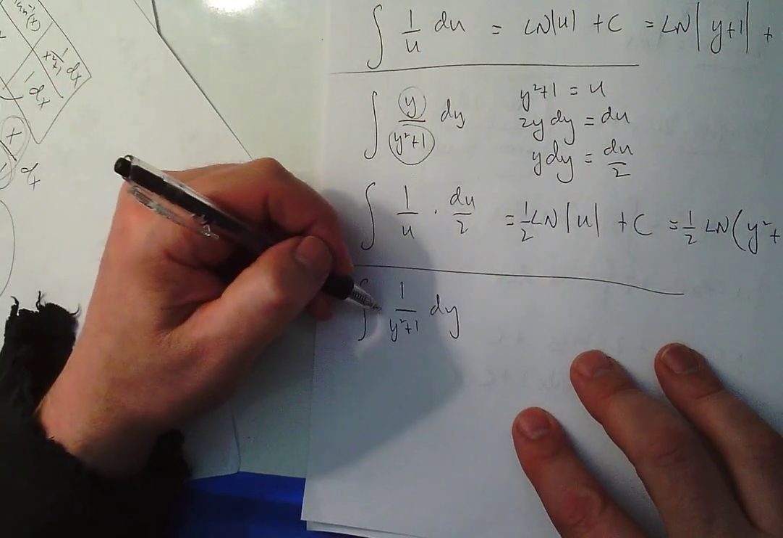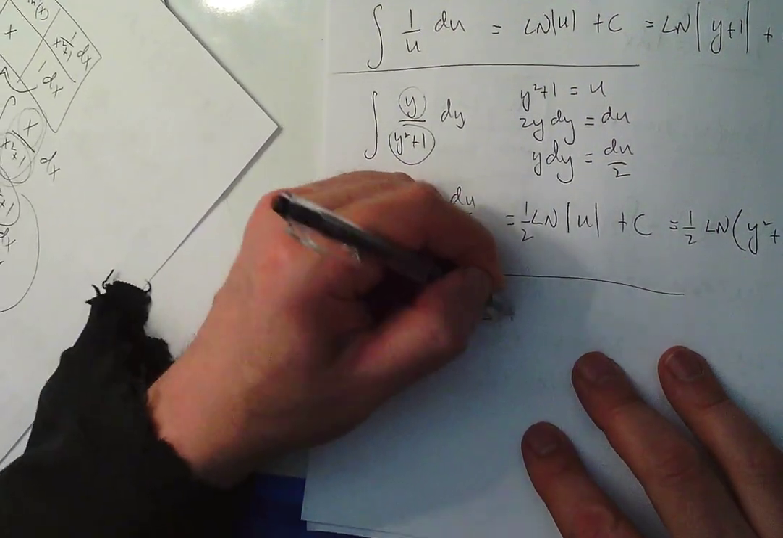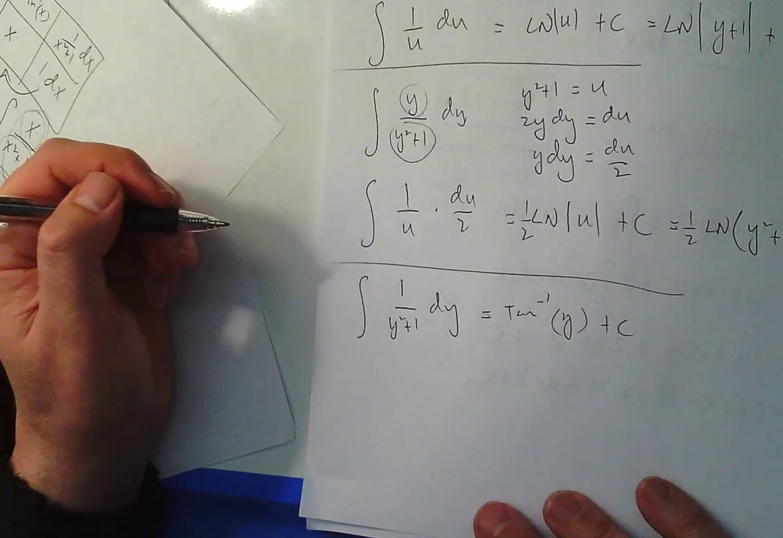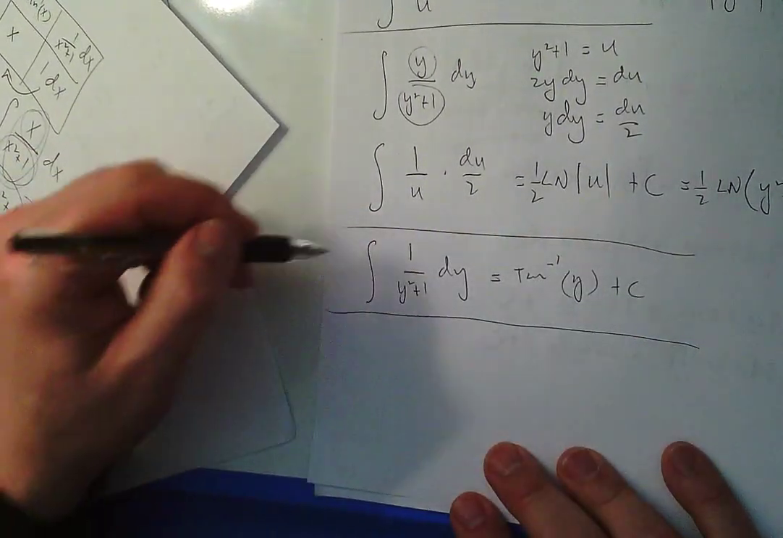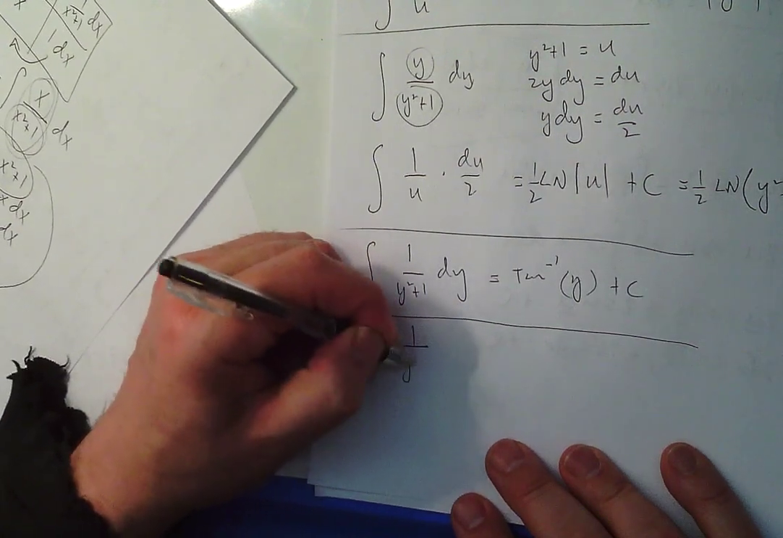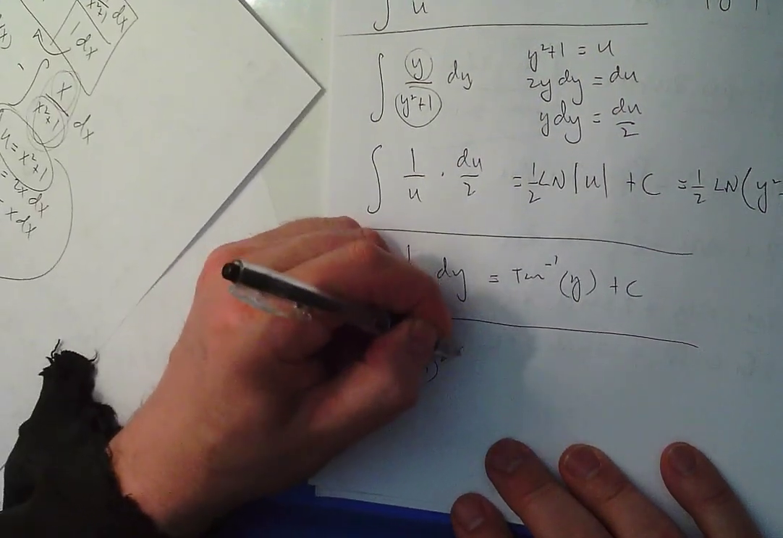Well, that's not ln. That's just inverse tangent. Inverse tangent of y plus c. And still, some people confuse not just these three with each other, but those with y plus 1 squared dy.